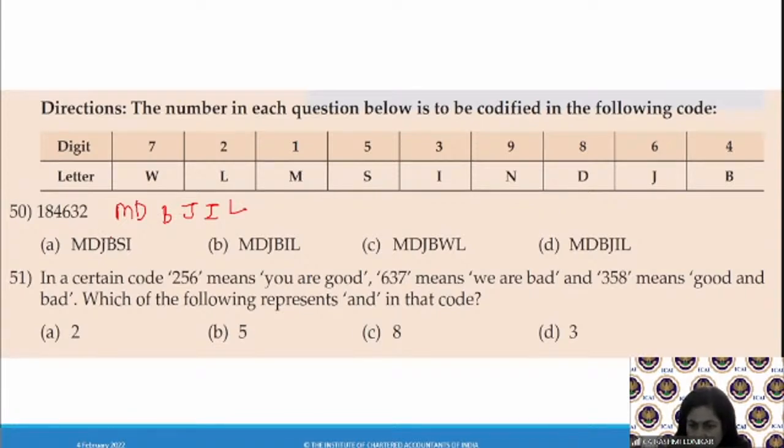M, D, B, M, D, B, J, I, L. So, this will be the correct answer. 1, 8, 1, 1, 8, 4, 6, 3, and 2.